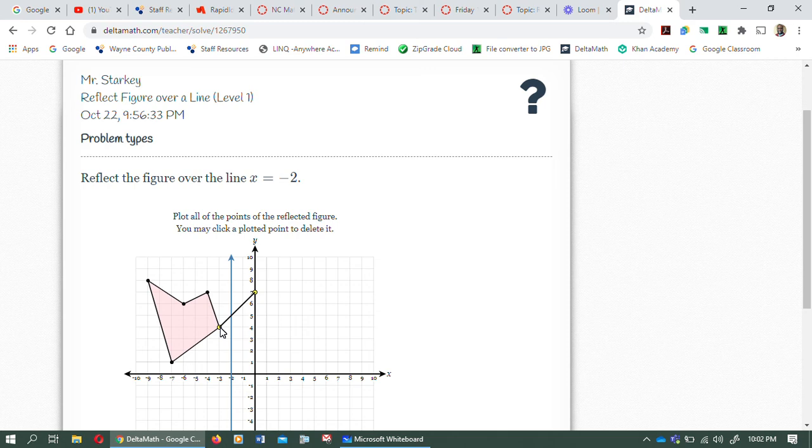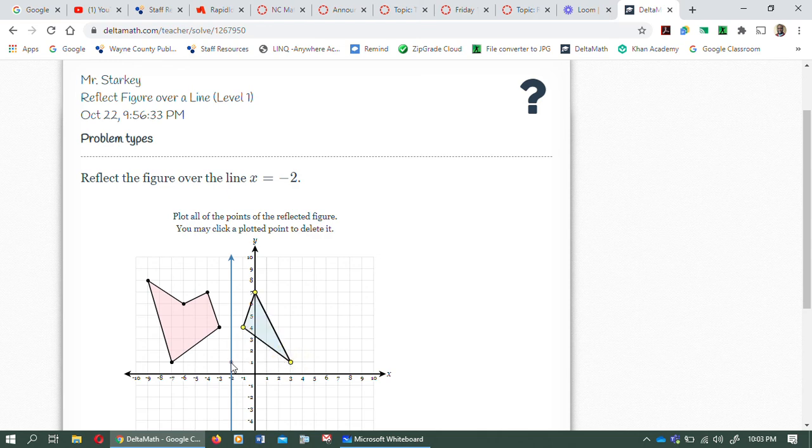Now, what happens if you make a mistake and click the wrong point? It says you may click a plotted point to delete it. I just clicked the wrong point. Well, guess what? I'm going to click it to delete it. All right. You don't have to be stuck with it, right? So now, if I want to reflect this point over, it's 1 unit away from the line of reflection, and when I reflect it to the other side of that line, it needs to be 1 unit away. And then we're going to do that for each of these points. This one is 5 units away, so we want to make sure that when we reflect it, we put it 5 units away on the other side.